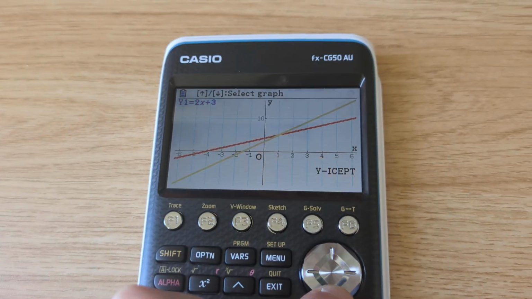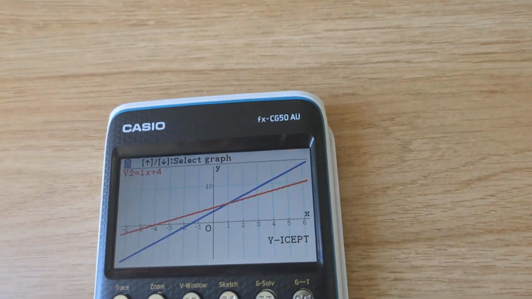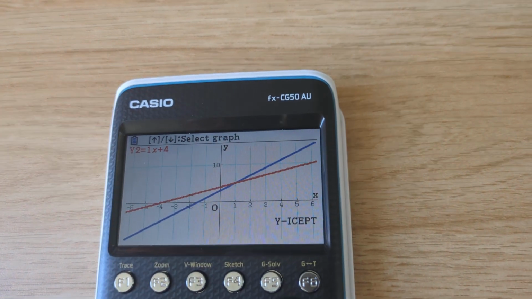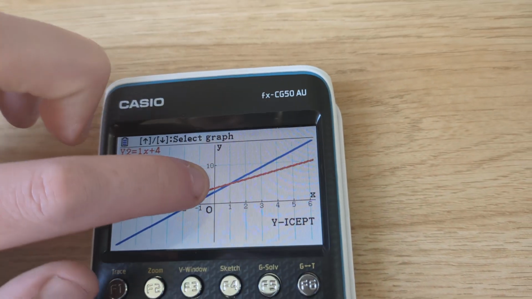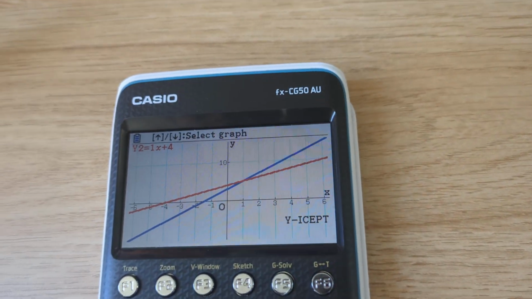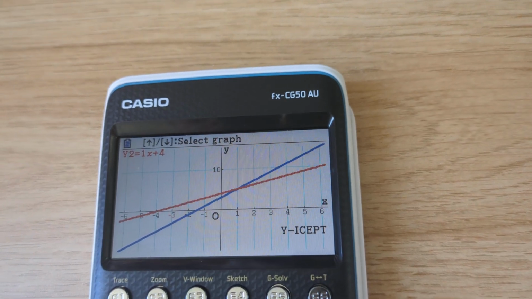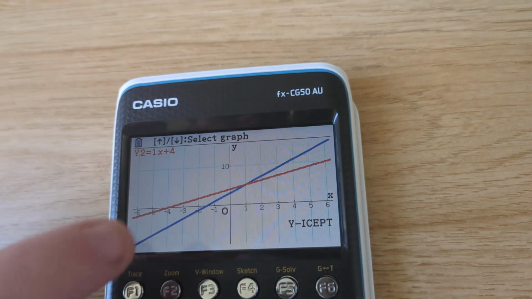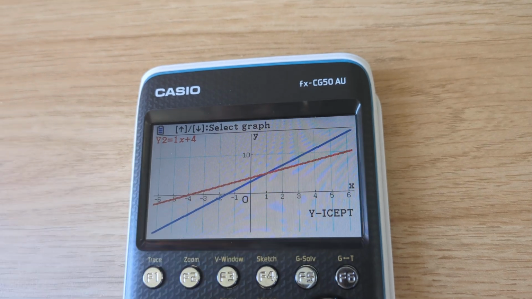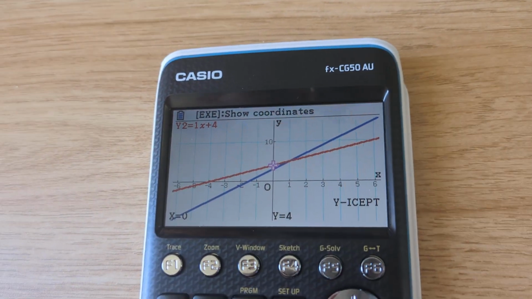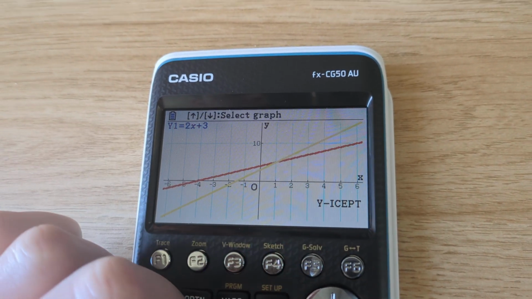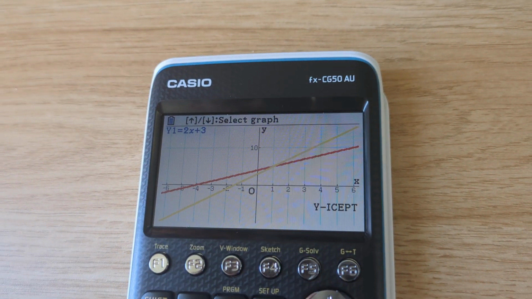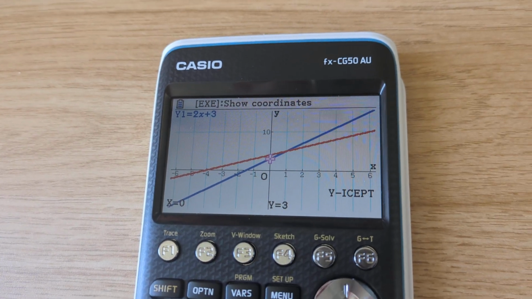So you can toggle up and down on your D-pad because there's two different lines, which means there's going to be two spots on the Y axis that is cut. One here and then one here. So we need to tell the calculator which we want to find out. For this flashing line, the y-intercept is 4. But let's say we want to find the blue one. We need to, yep, it selected that one. The y-intercept is 3.